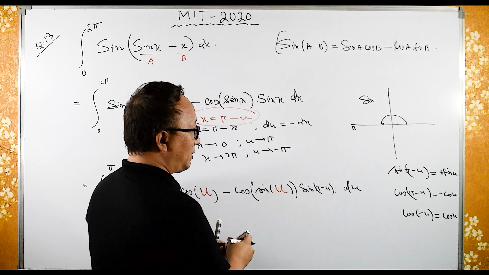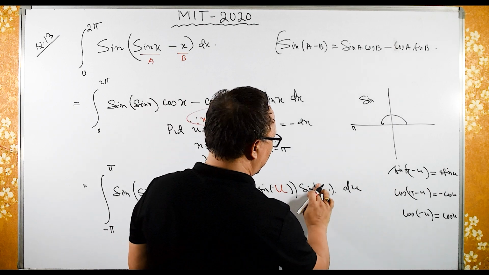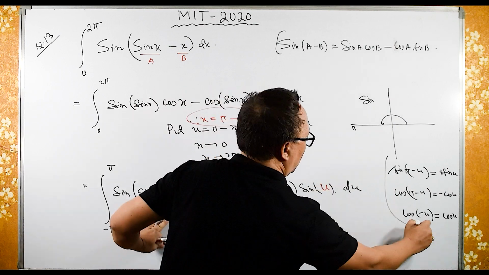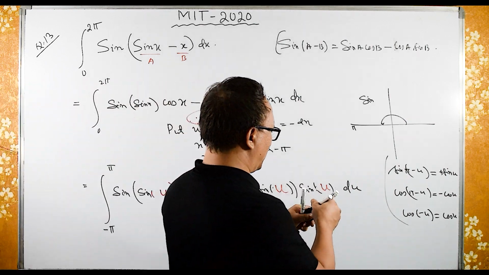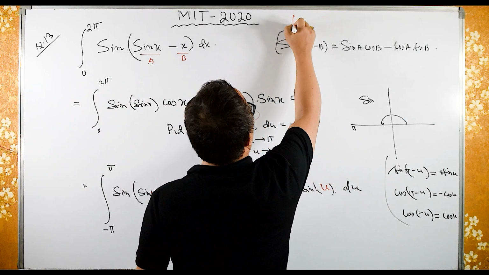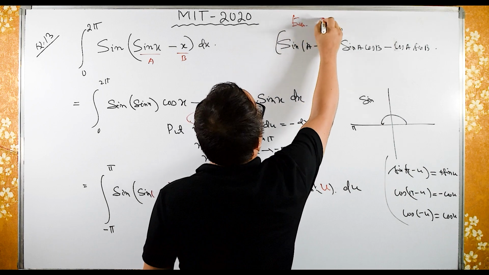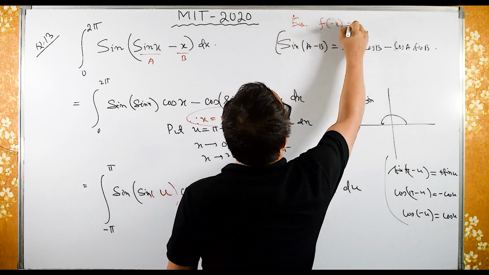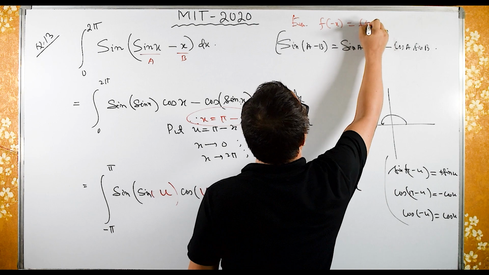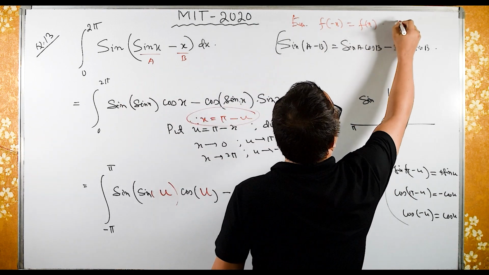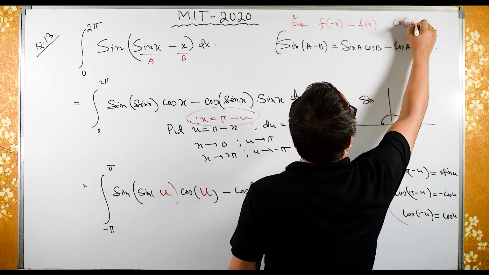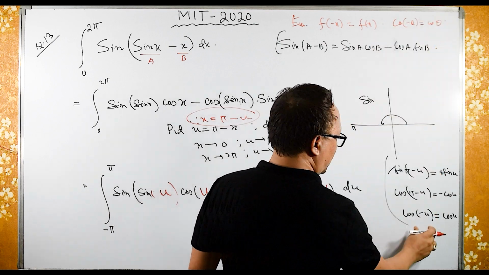And then sine of pi, here also sine of pi minus u is sine u. Now we have the concept of even and odd function. What is an even function? What is an odd function? An even function means if f of minus x equals f of x, then it is an even function. For example, cos of minus theta is the same as cos of theta.